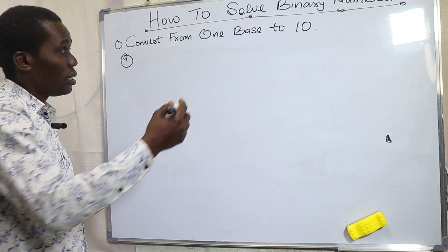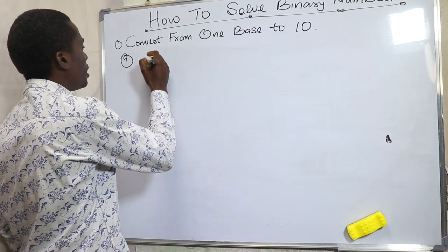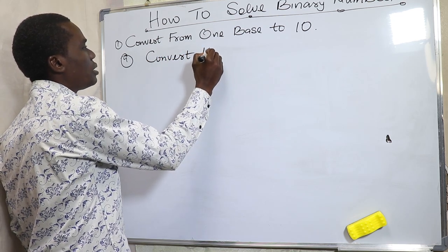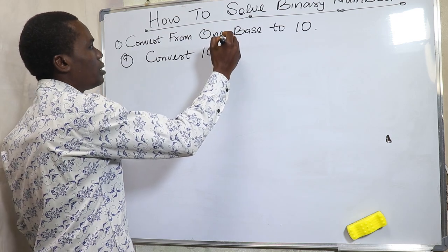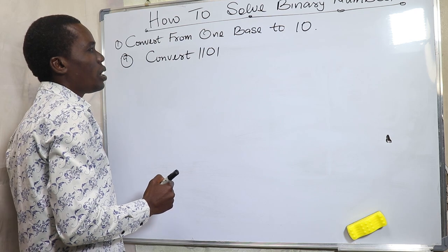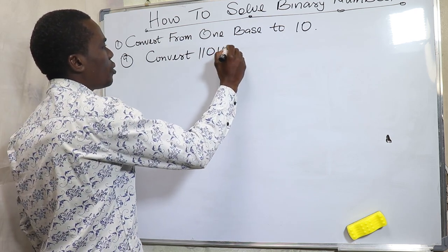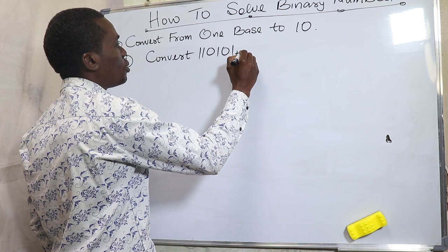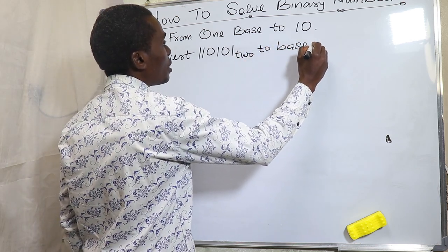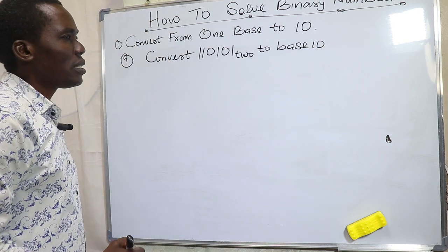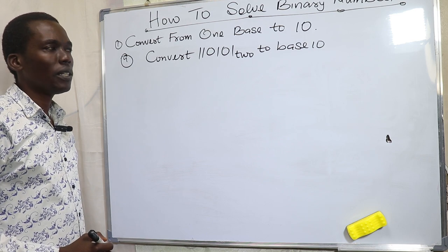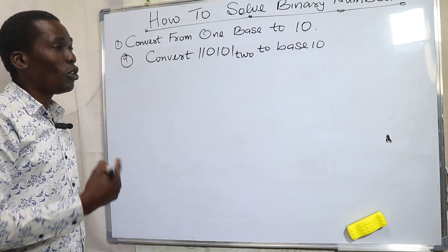We are asked to convert 110101 in base 2 to base 10. So we have 110101 in base 2, and we are asked to convert it to base 10. Now, if you are asked to convert this to base 10, what do we do?